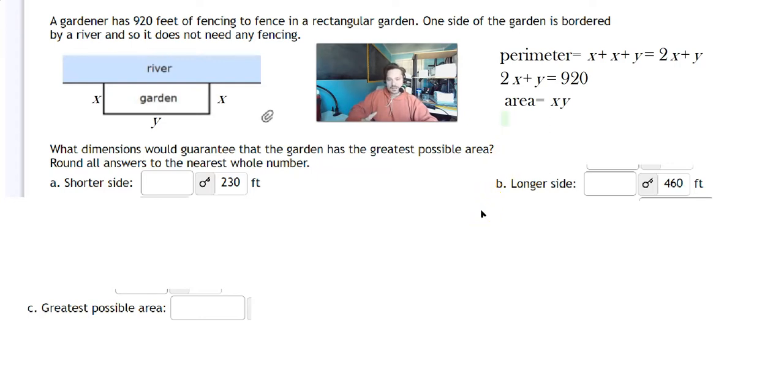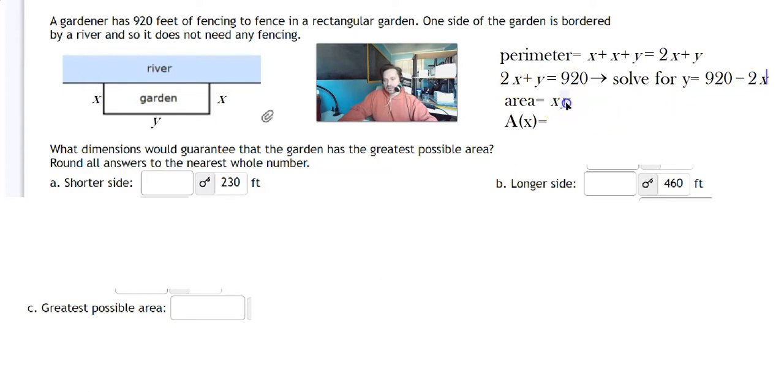Now, take a look. We're going to make a function that represents the area only in terms of x. So you're going to write A of x, like this. And how do you make that function? Well, you have 2x plus y equals 920, and the area is also xy. So in the perimeter equation, solve for y. You can do that simply by writing that y is equal to 920 minus 2x. I'm just taking the 2x and subtracting it from the 920, and that's it.